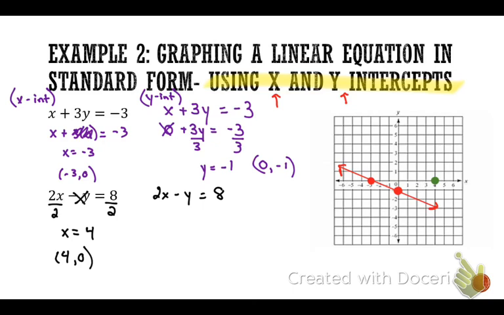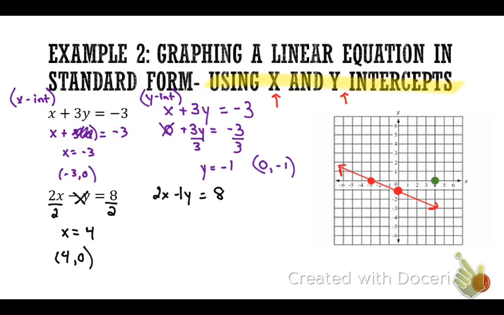Now, I want you guys to work with your table buddies. Be careful. What is understood in front of the y? 1. A 1. So be careful about that, okay? I want you to find the y-intercept and then plot it and graph your line.